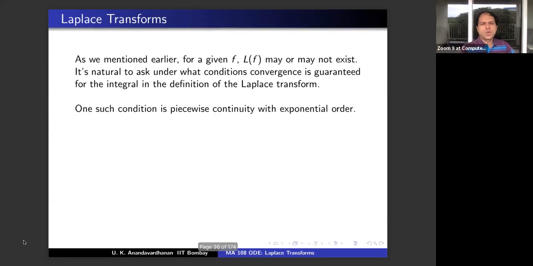Okay, so one such condition is actually two conditions here. No, one condition. One condition has two parts, and both together. Okay, so what is the key word here? Piecewise continuity and exponential order together. So if the function that you take is piecewise continuous and also of exponential order, both together, then the integral converges, and therefore the Laplace transform exists.